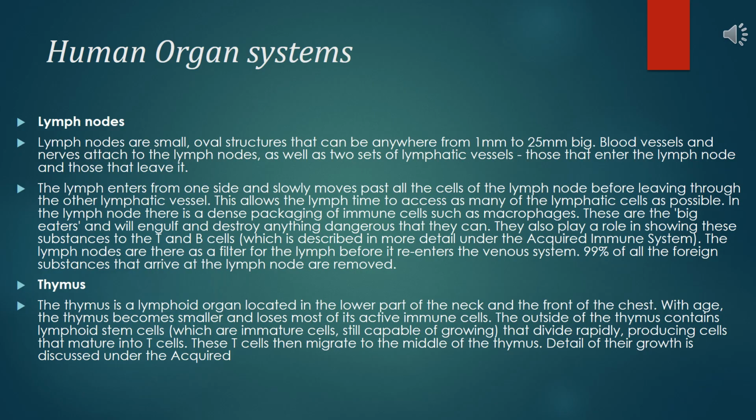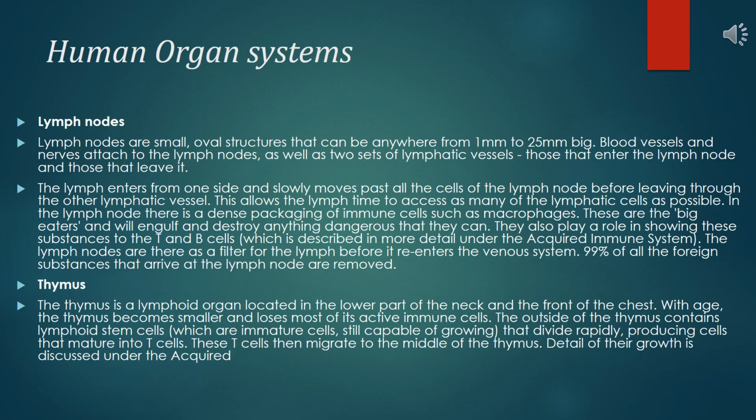In the lymph node, there is a dense packaging of immune cells such as macrophages. These are the big eaters and will engulf and destroy anything dangerous that they can. They also play a role in showing these substances to the T and B cells, which is described in more detail under the acquired immune system. The lymph nodes are there as a filter for the lymph before it re-enters the venous system. 99% of all the foreign substances that arrive at the lymph node are removed.